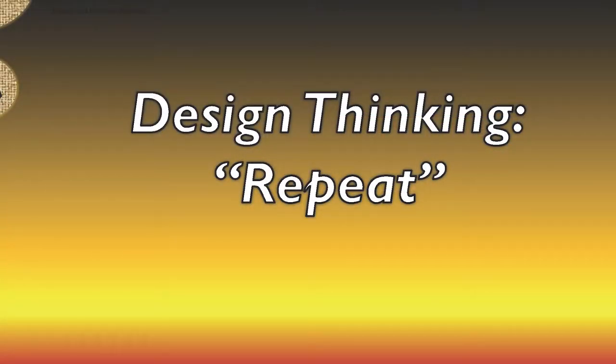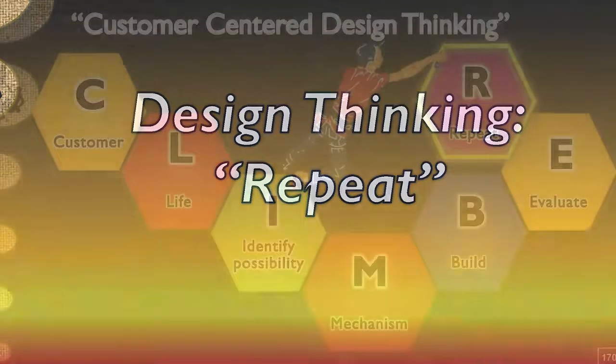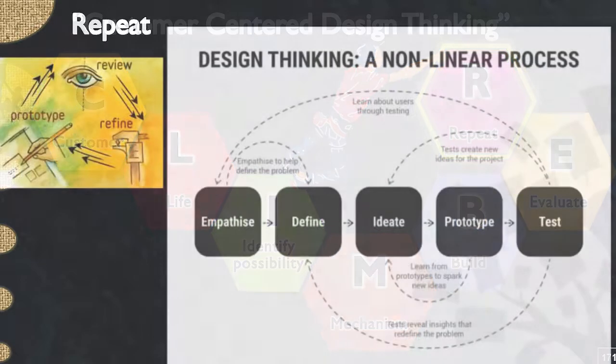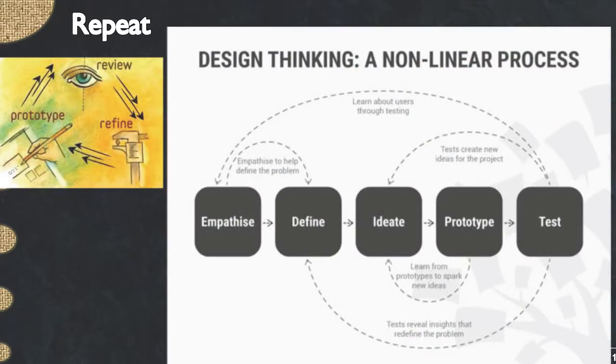All right, in the design thinking model, the final stage, we're finally at the end of the climber. We had a customer, we thought about their life, we identified a possibility, we came up with some mechanism, we built a prototype. This was the evaluate phase, and now what you would do is repeat. It's not literally repeat; the interesting thing in design thinking is that it's a non-linear process.